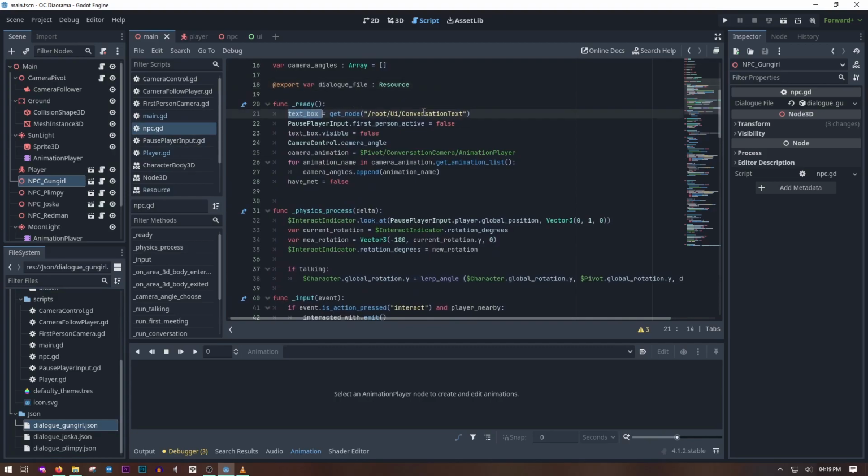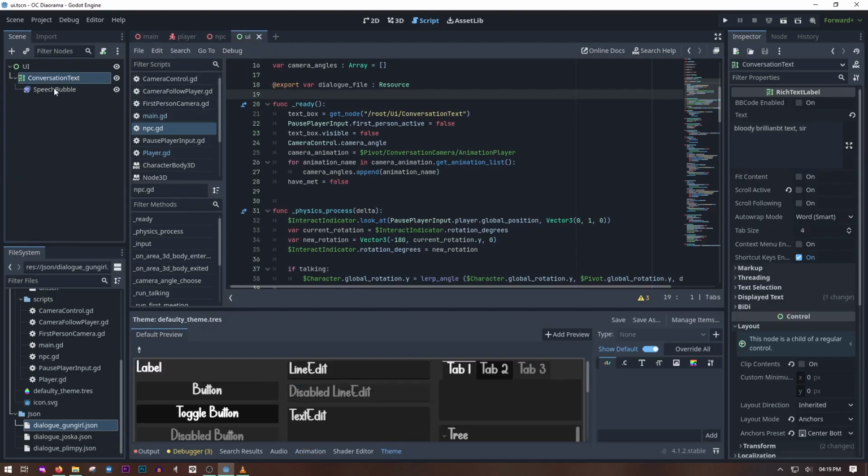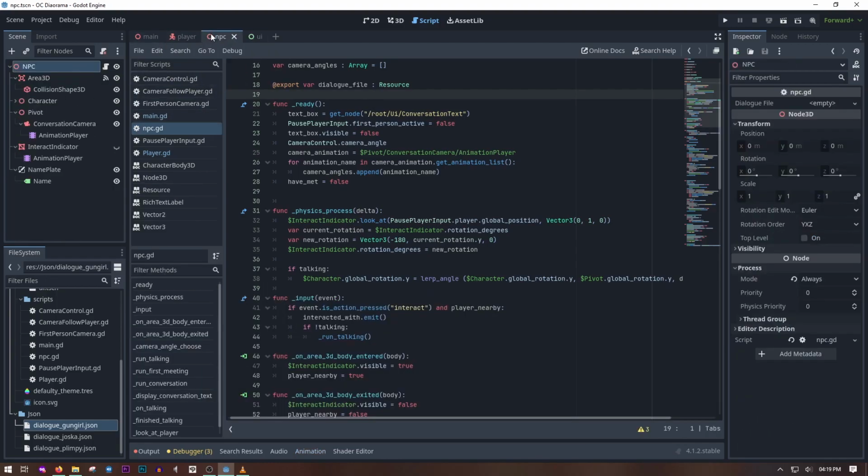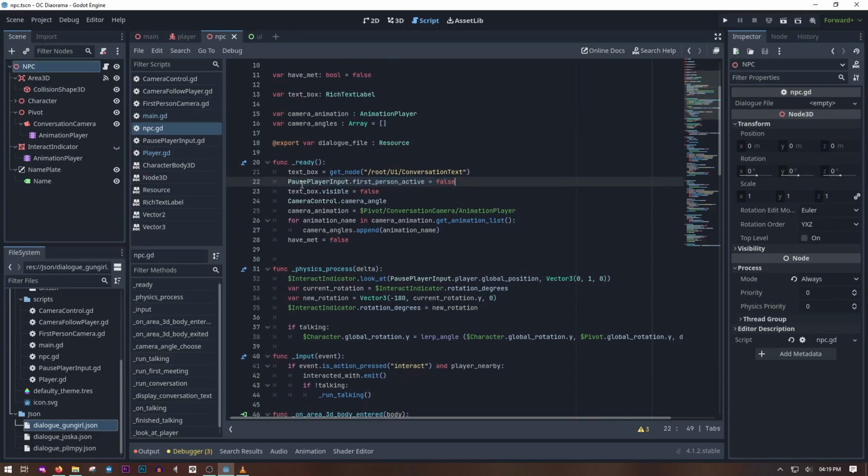So function _ready. Text box equals get_node root UI conversation text. So the UI node is also loaded globally, so anything can get the UI. So conversation text, it gets that. Pause player input, first person active to false. So when the NPC is ready, first person active shouldn't be true. I might need to change this if I want to make it so that you can go somewhere in first person and stay in first person. But for the moment, we set it to false on load, I guess.